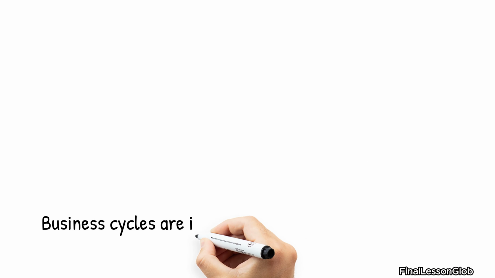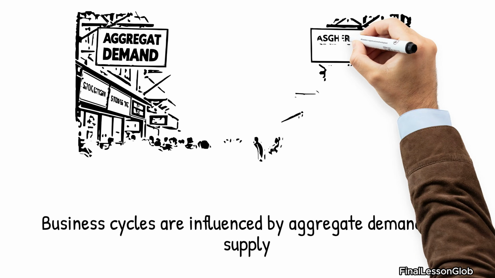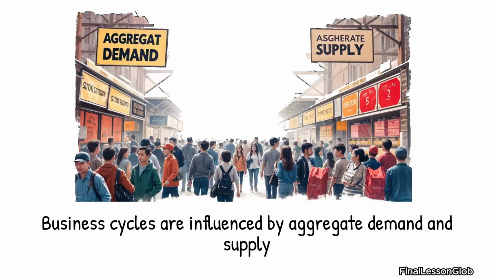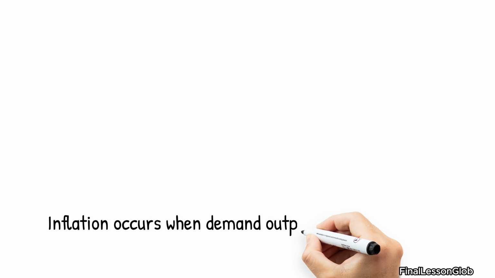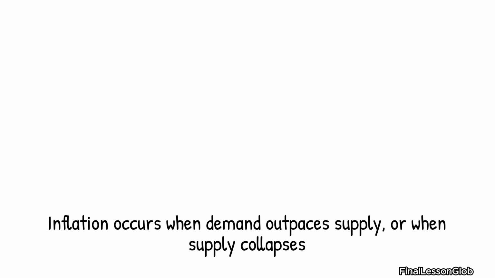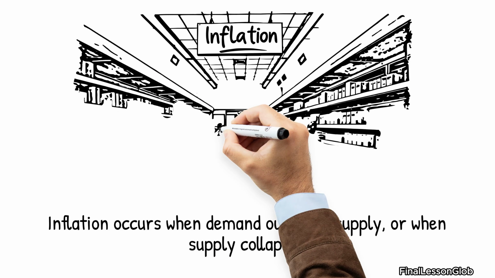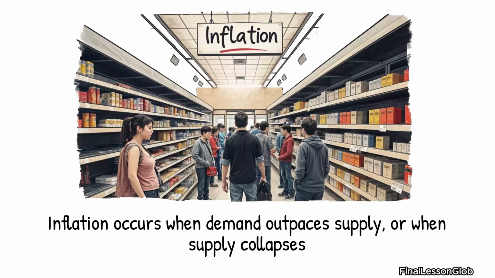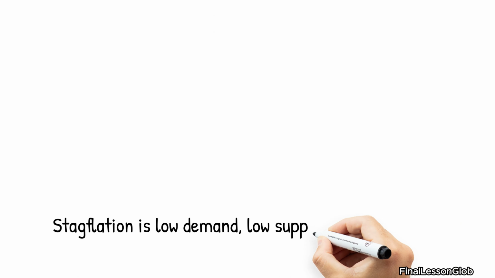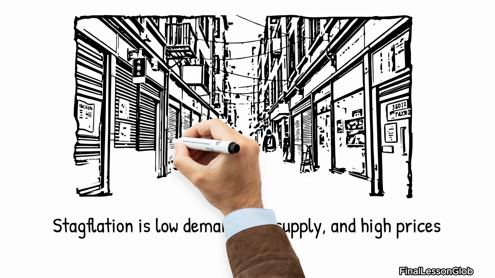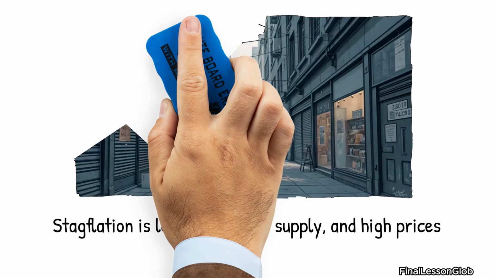These cycles are partly natural, but also influenced by aggregate demand, aka total demand, and aggregate supply, aka total output capacity. If demand outpaces supply, prices go up. That's inflation. If supply collapses, but people still want stuff, prices go up anyway. That's also inflation, but now with misery. If both demand and supply collapse, welcome to stagflation. It's like depression, but with higher prices and more existential dread.